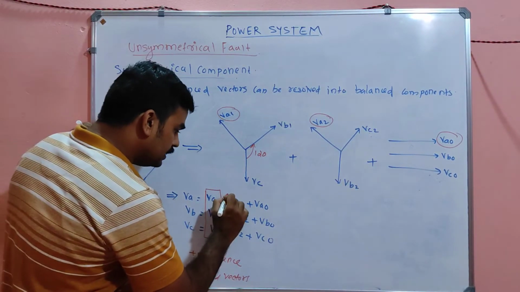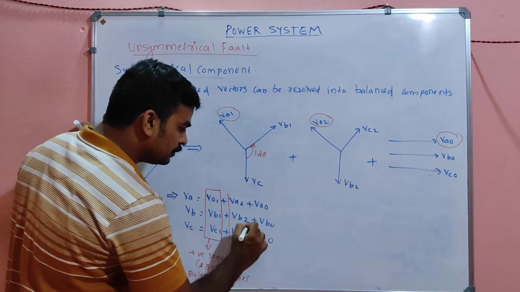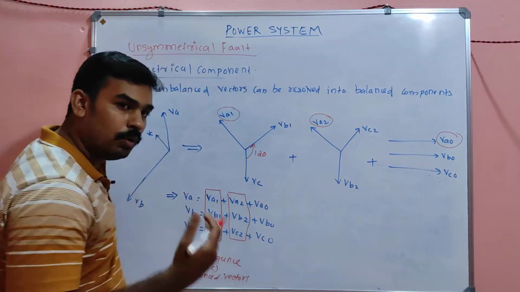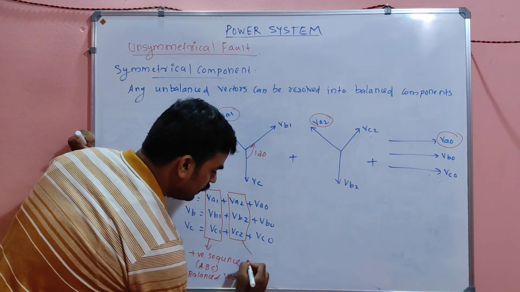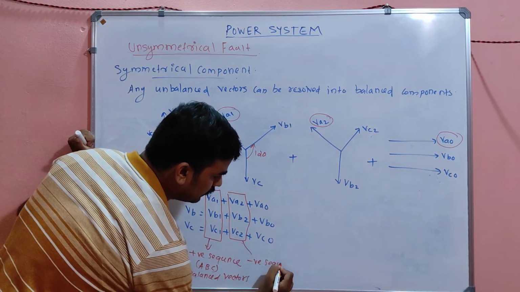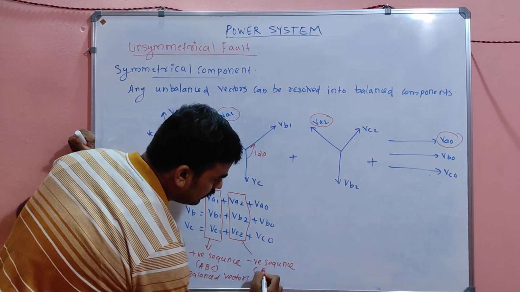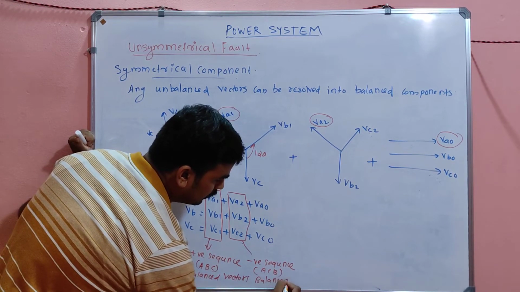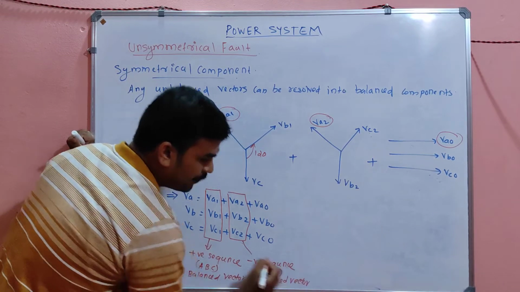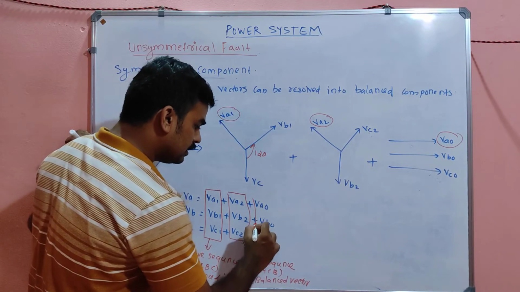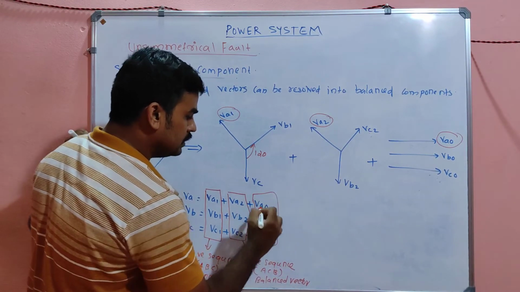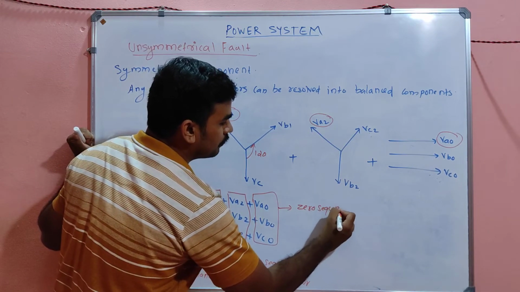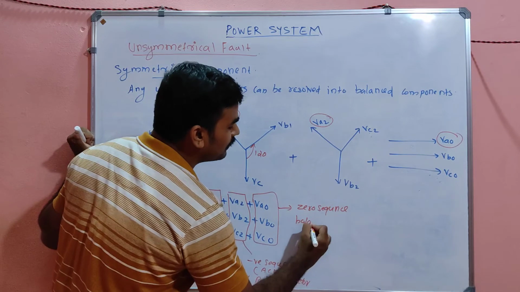In the same manner, VA2, VB2 and VC2 are the negative sequence. It is negative sequence, that is, ACB balanced vectors. And this is called the zero sequence balanced vector.